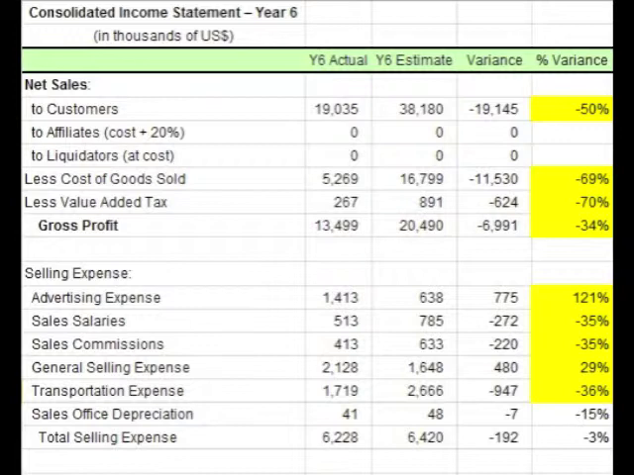Less cost of goods sold was overestimated by 69%. This overestimation occurred because we didn't estimate the lower prices of Sereno compared to the costs in America. We have a variance of 34% for our gross profit.